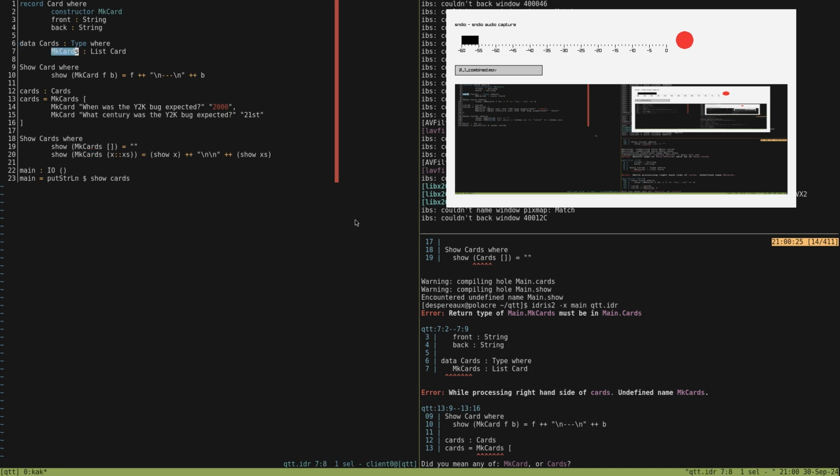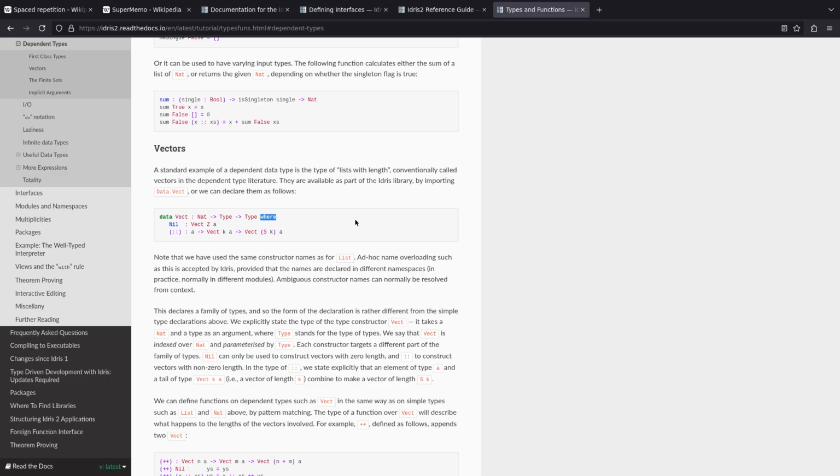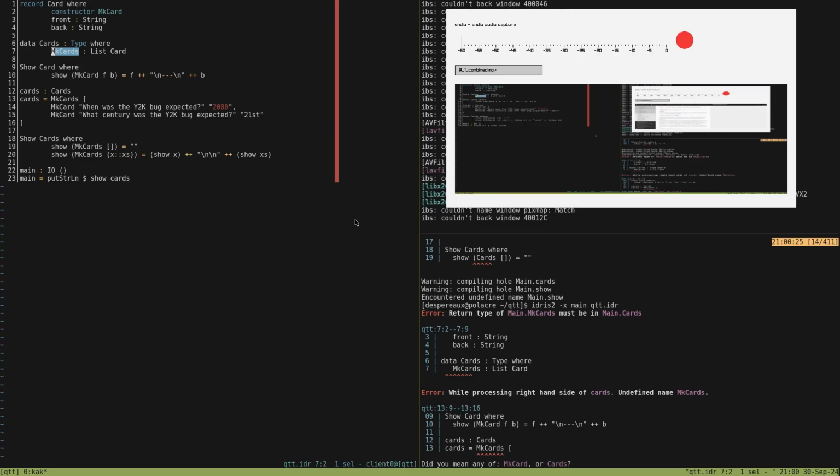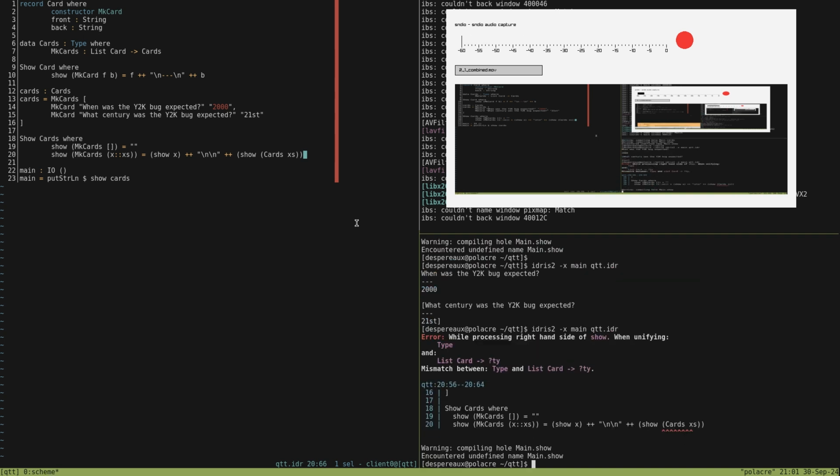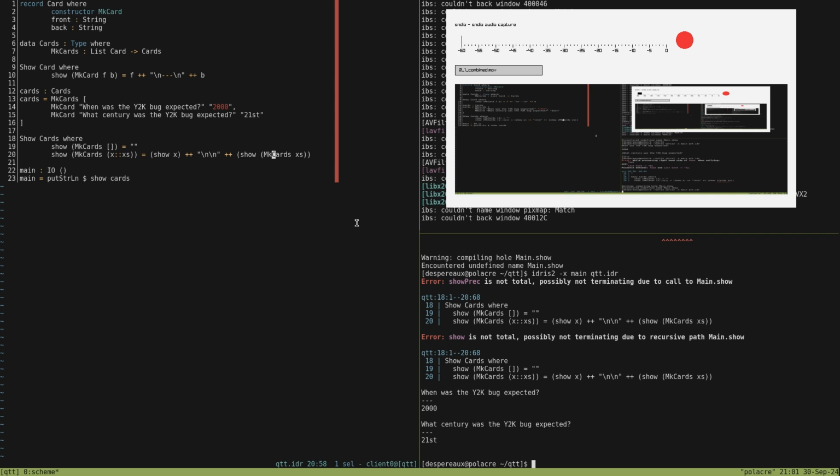Undefined name, make cards. What do you mean? Of course it's defined. I defined it right there. Oh, right. I need to produce a cards. Okay. Oh, yes. I guess that. Oh, it's, yeah. All right.